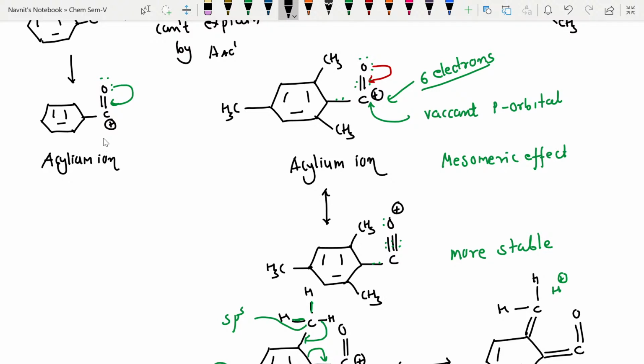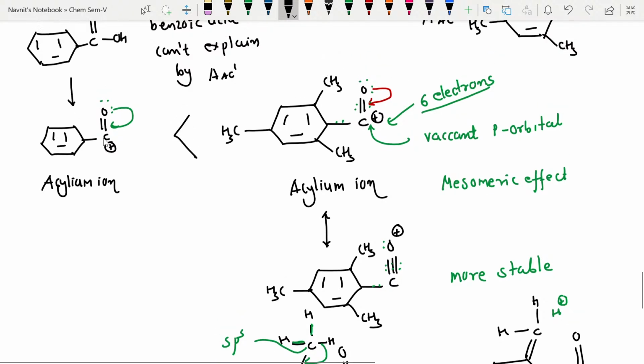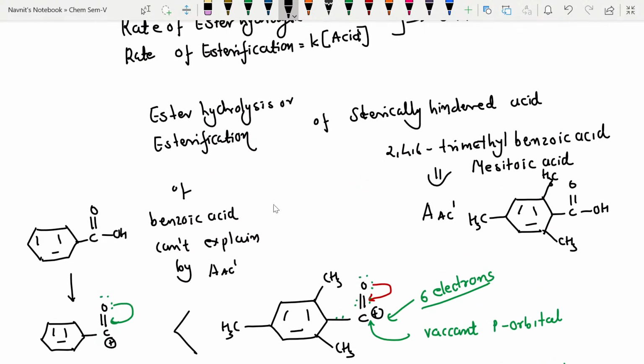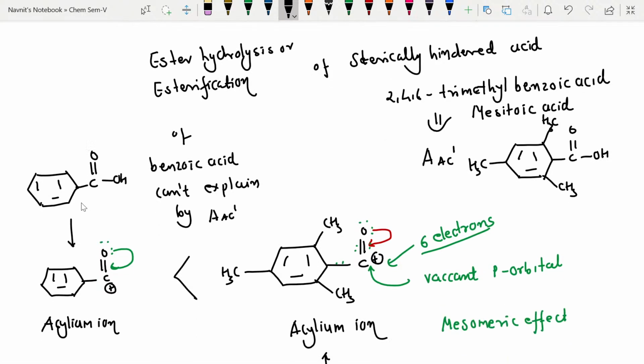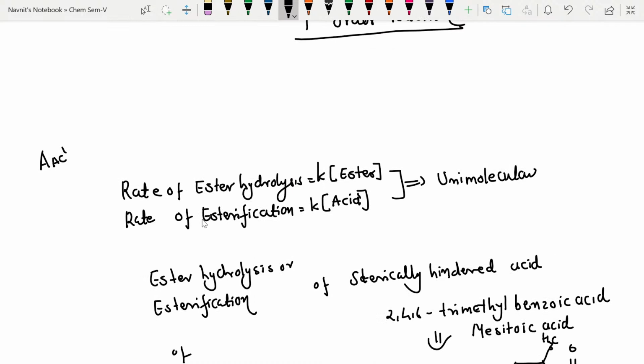Am I right? The acylium ion formed by mesitoic acid is more stable than that formed by benzoic acid. That's why we can explain ester hydrolysis, even esterification, through the AAC1 mechanism only in the case of mesitoic acid, not for benzoic acid. Is the concept clear? Do you understand my concept? Yes or no?